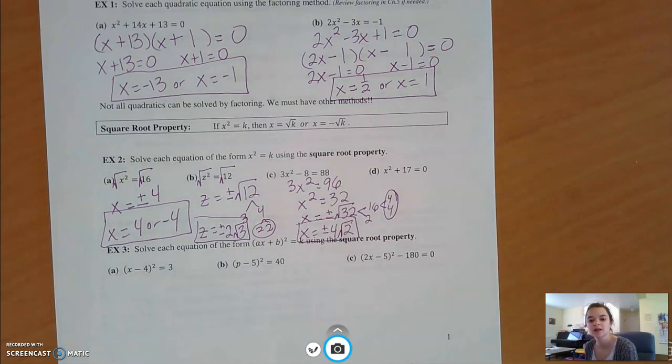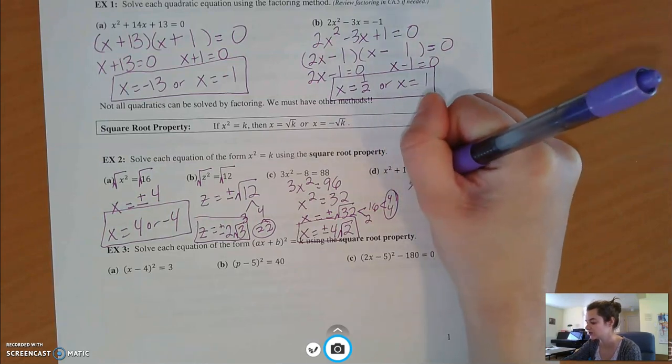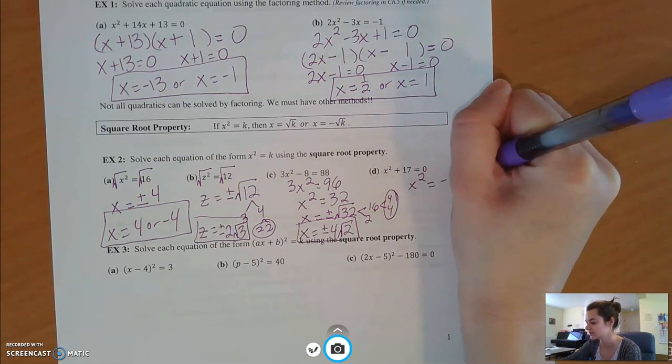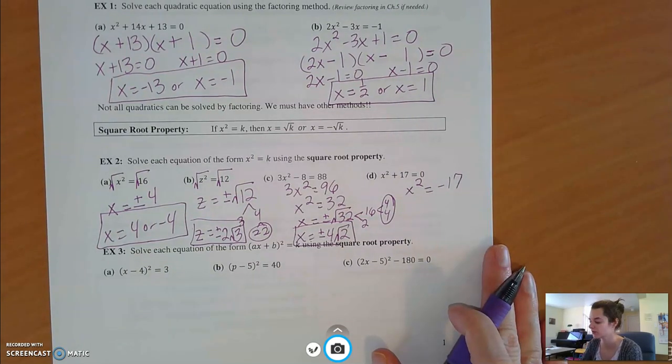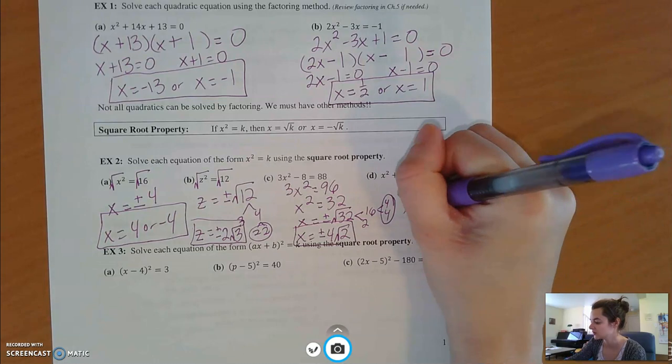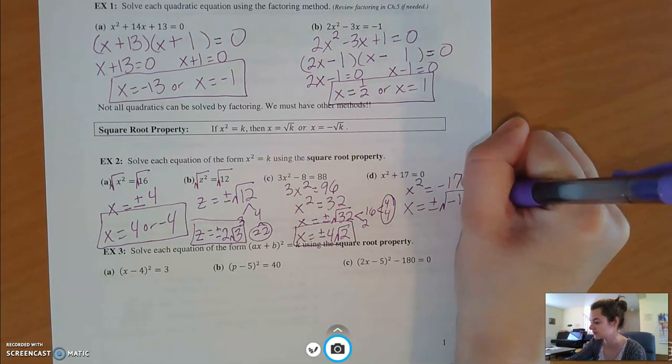Okay. Last one in this set is part D. We have x squared plus 17 equals 0. So the x squared is not by itself quite yet, but we need to just subtract 17 from both sides to get there. So I'll have x squared equals negative 17. Okay. To get x by itself, we'll take the square root of both sides. So then you're going to have x equals plus or minus the square root of negative 17.